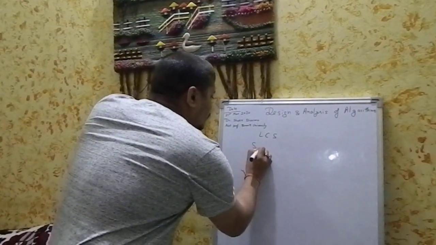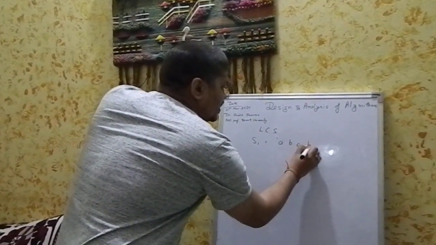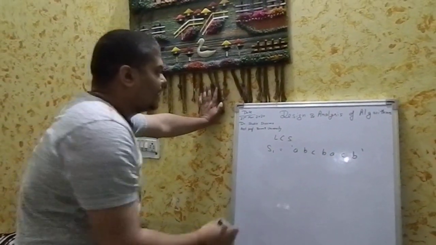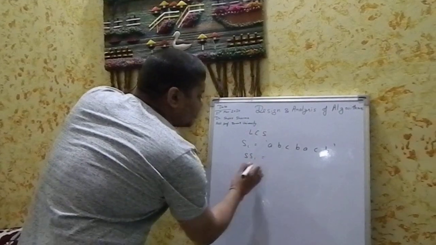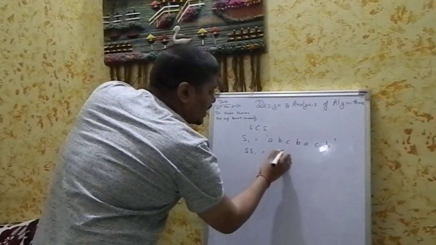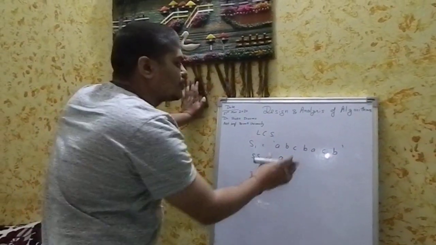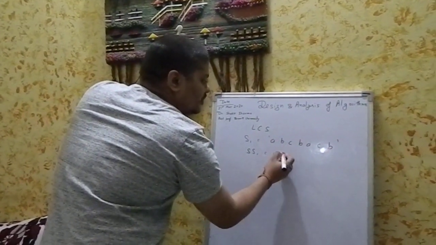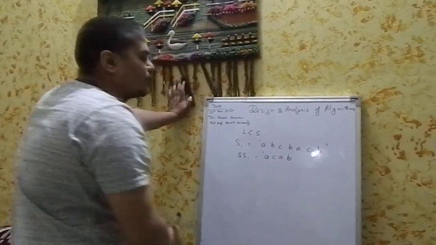Consider a sequence S1, say A, B, C, B, A, C, B, which is a string. Any subsequence of S1, say I am representing it by SS1, is a sequence obtained by deleting some of the alphabets or none of the alphabets. So the whole string is also its own subsequence, as well as if I delete some of the alphabets and copy the remaining, this is one of the subsequences of this sequence.